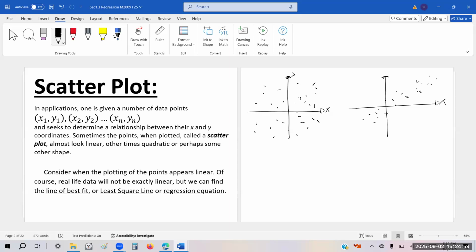Now, do you observe anything here? What type of relation do they have? They have a positive relation because anytime x is smaller, y is smaller. If x is bigger, y is bigger. So they have a relation which we can find out by drawing a line that goes through most of the points. That line is called the least square line, or regression line, or the line of best fit.